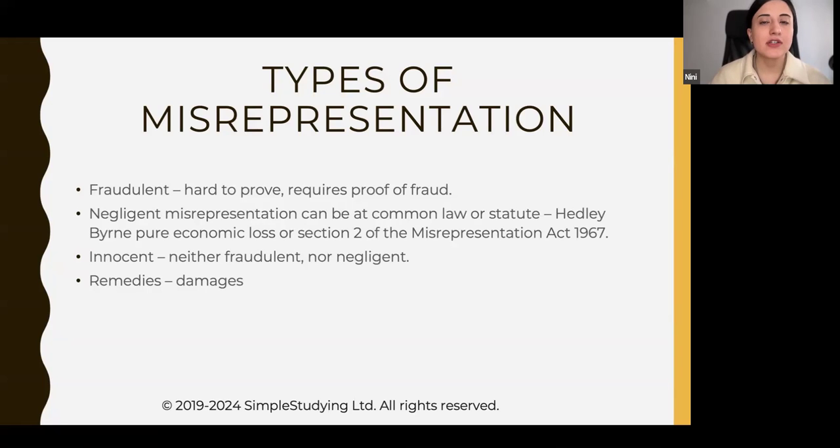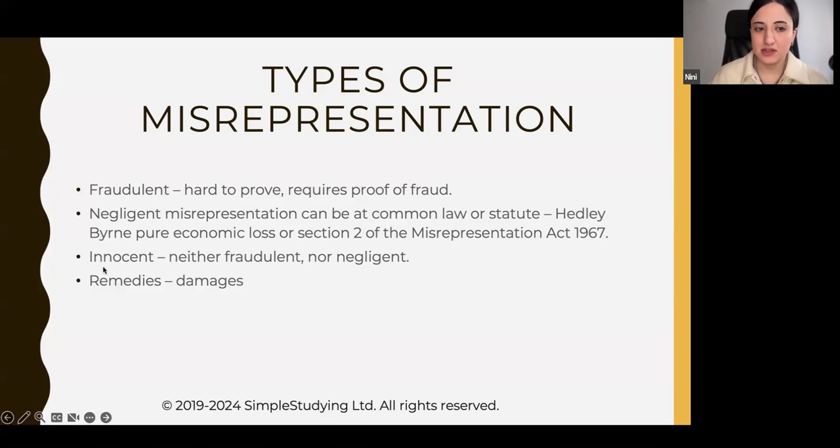The statutory one is usually the more viable one because it does not require the special relationship test, and proving pure economic loss through the Hedley Byrne principle is really hard. Usually, this claim fails. So you should advise the parties in the problem question that statutory negligent misrepresentation is the more viable option.